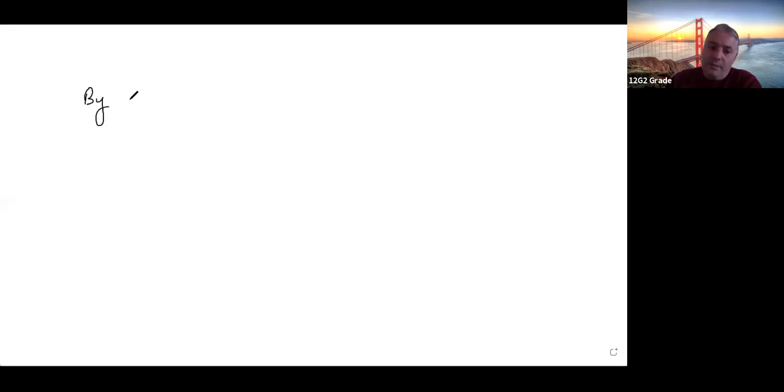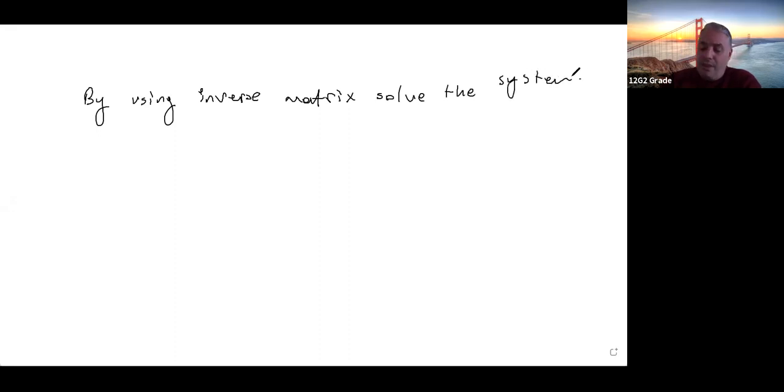By using inverse matrix, solve the system. So let me write something, maybe one example here. Let's try 3 by 3 also we can try, or 2 by 2 we can try. So let me make 2 by 2. Negative 3x plus 5y is equal to 7, and 2x plus 2y is equal to negative 6.